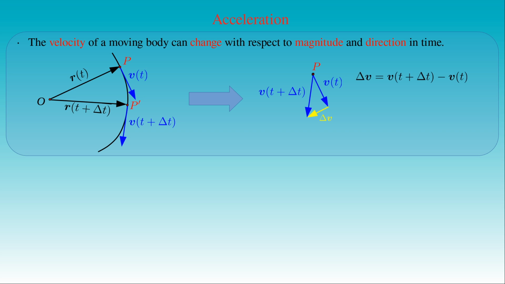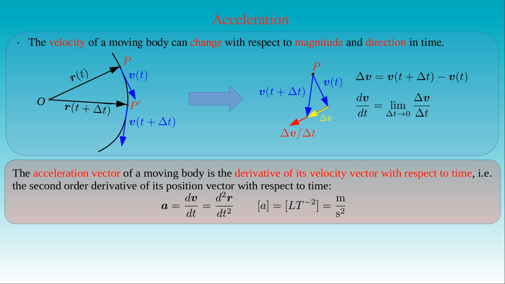Then we construct their difference Δv, given by the subtraction of the vector v(t) from the vector v(t + Δt). We can calculate the ratio of the difference Δv to the elapsed time Δt, which is also a vector pointing to the direction of Δv. As the elapsed time approaches 0, the limit of this ratio gives the derivative of the velocity vector v with respect to the time parameter t. Then we can define the acceleration vector of a moving body as the derivative of its velocity vector with respect to time, that is, as the second-order derivative of its position vector with respect to time.